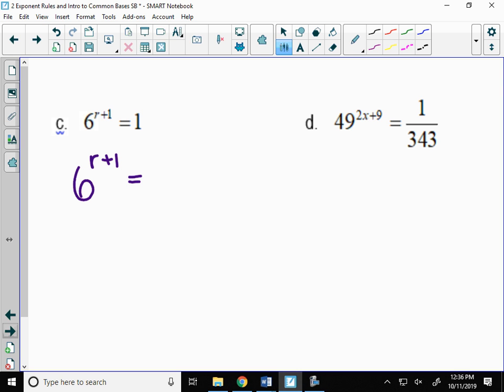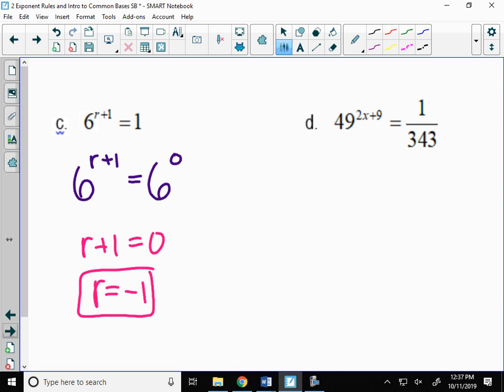What do I know about 1? What exponent always gives me a 1? 0. So I'm really going to rewrite the 1 as 6 to the 0 power. See how they have a common base now? Yeah. So I set the exponents equal. R plus 1 equals 0. And then what does R equal? Let's do negative 1. Okay.